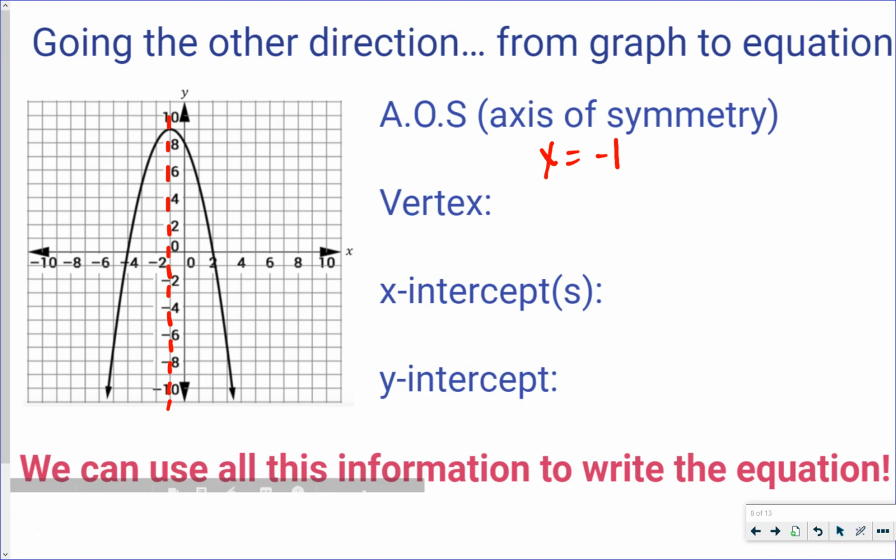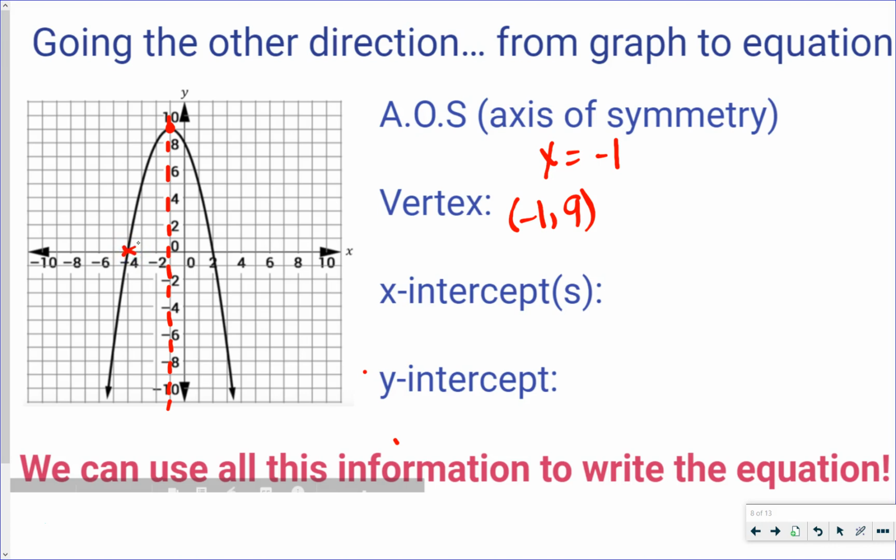The y-axis would be x equals 0. All the x's on the y-axis are 0. All the x's on this line are -1. Alright, so now where's my vertex? This guy up here, our maximum point: -1, 9.